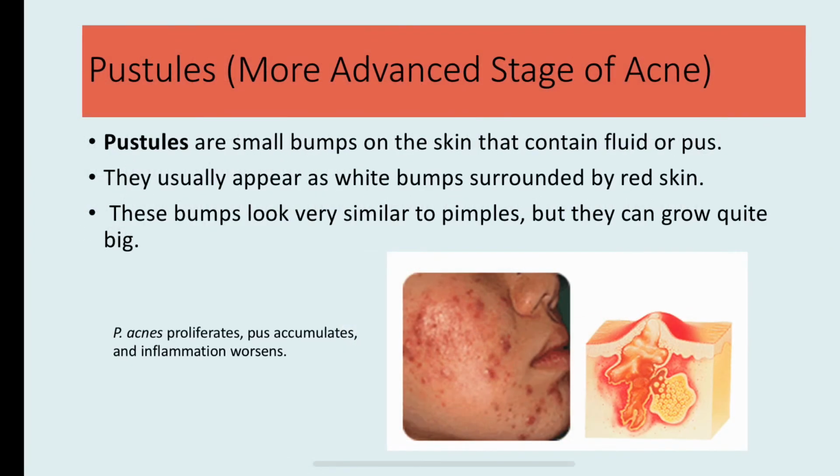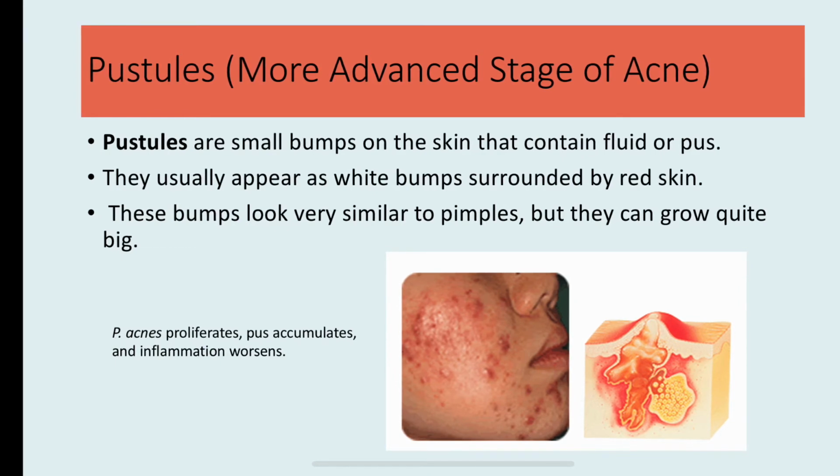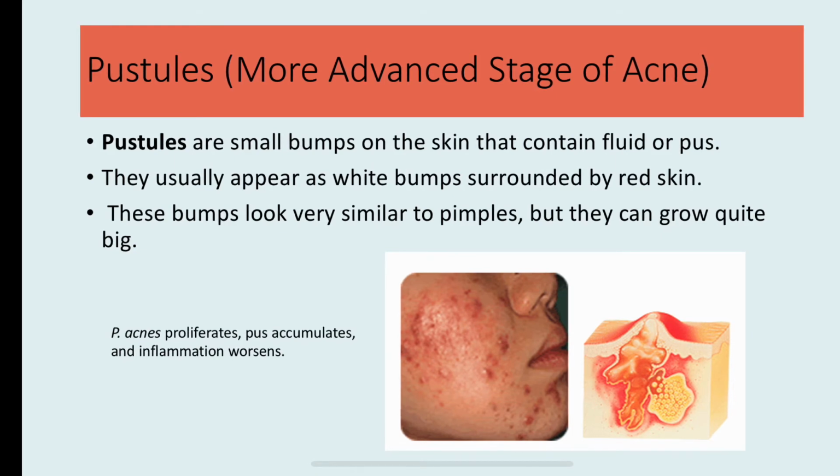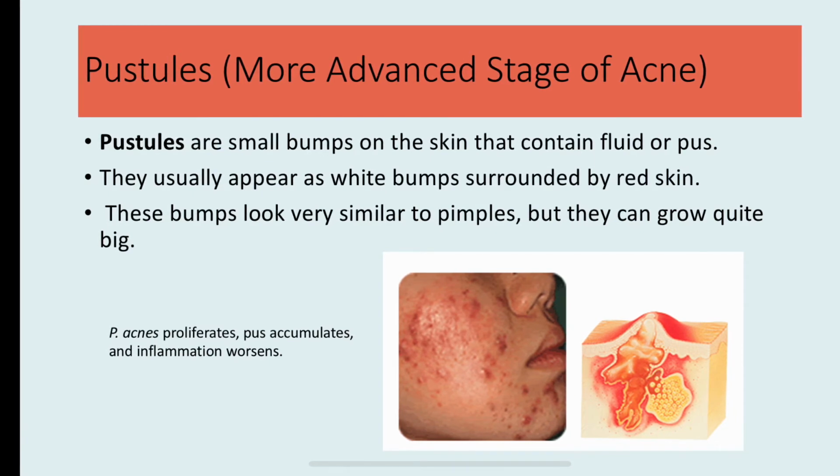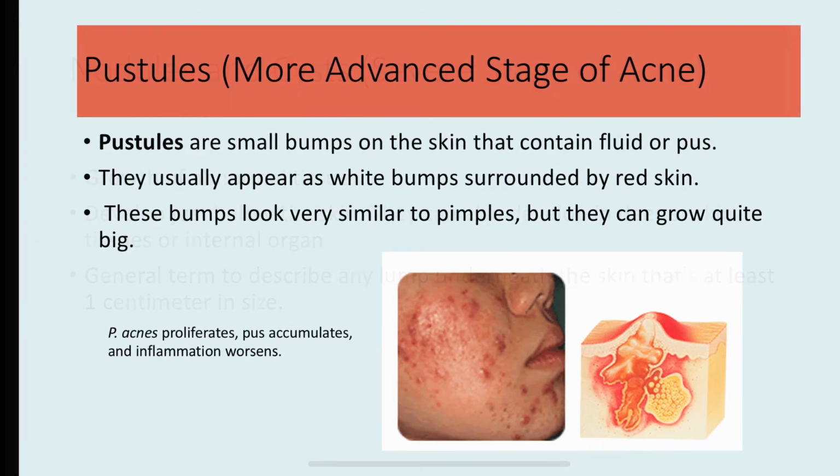Pustules is the more advanced stage of acne. They are small bumps on the skin that contain fluid or pus. They usually appear as white bumps surrounded by red skin. These bumps look very similar to pimples, but they can grow quite big. P. acnes proliferates, pus accumulates, and inflammation worsens.